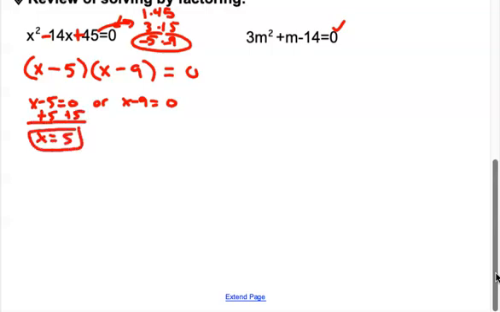So x equals 5 is a solution. Over here I'm adding 9 to both sides, and I have that x equals 9 is a solution. So if I plug 5 into the original equation, I get out 0. If I plug in 9 to the original equation, I get out 0. And those are the only two zeros that are possible.